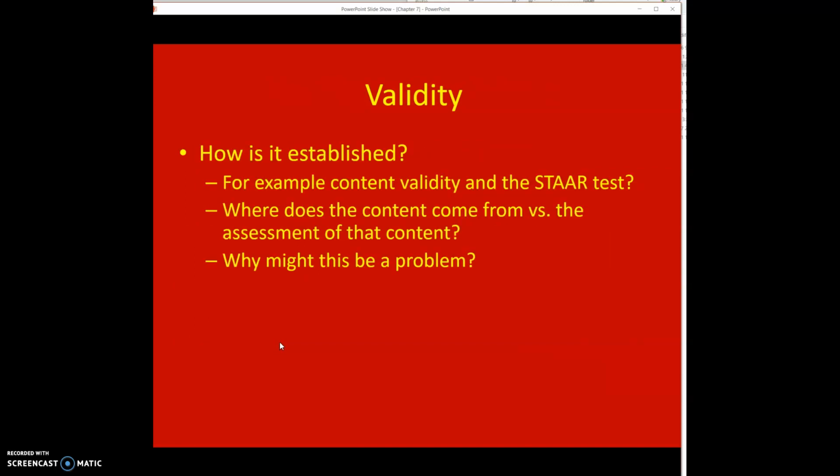So validity, how's that established? Well, for the most part, I'm going to use some examples from public schools. Content validity is established by content experts. And really what they end up doing is they spend a lot of time, and some of you may have worked on STAR tests, using content experts to design questions. The tests that come with textbooks, in theory, are developed by the people who wrote the textbooks. And in theory, those people are considered content experts. The quality by which they develop validity measures, I think, is sometimes a little bit suspect.